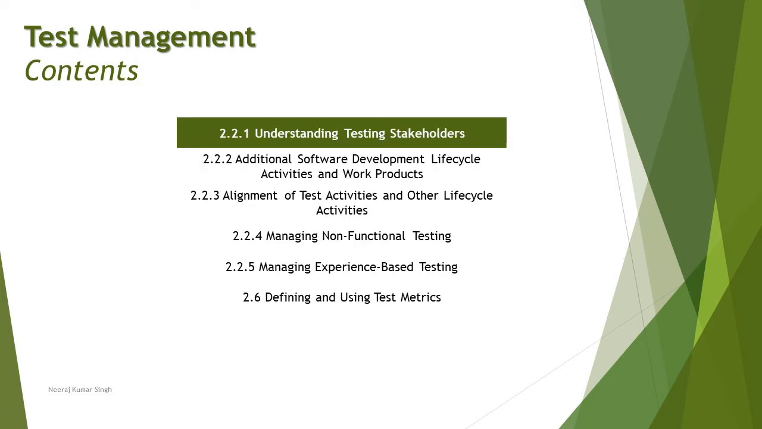Now, 2.2 is broken into a lot of things in detail to understand further. So here we have topics like understanding the testing stakeholders, additional software development activities which happen and what the work products are, aligning those activities with the other development activities, managing non-functional testing, experience-based testing, and defining and using the test matrix. There are a lot of such things you need to take care of as a test manager in the organization. We have a lot to discuss, so let's not waste much of our time and get started with the tutorial quickly.